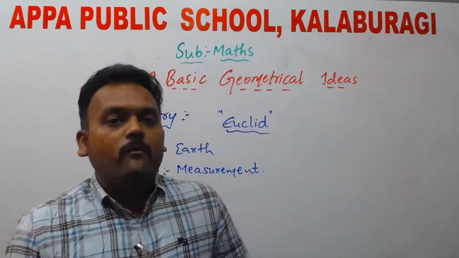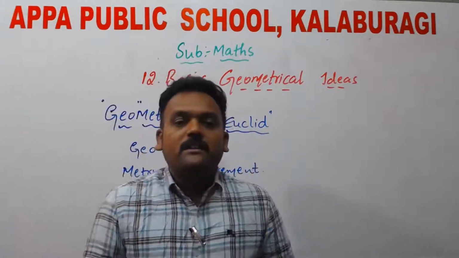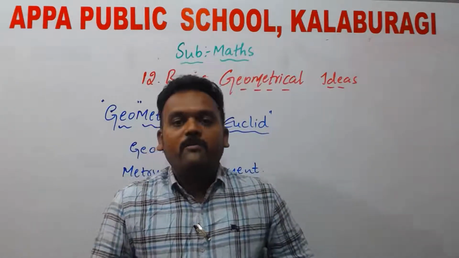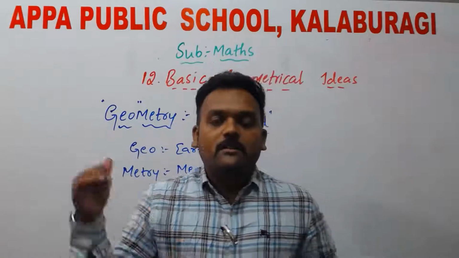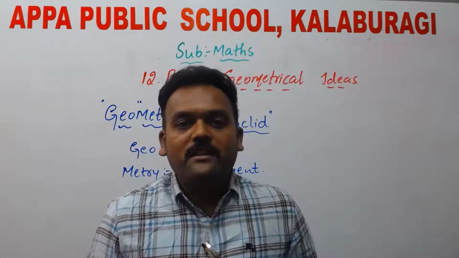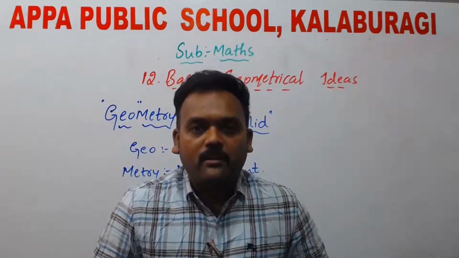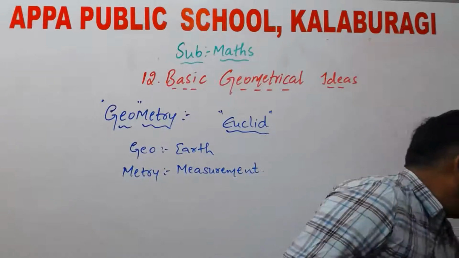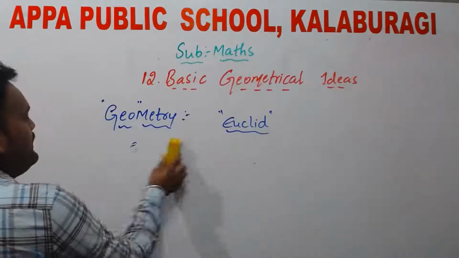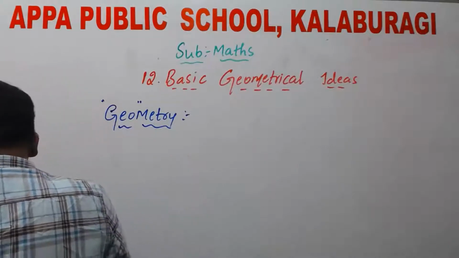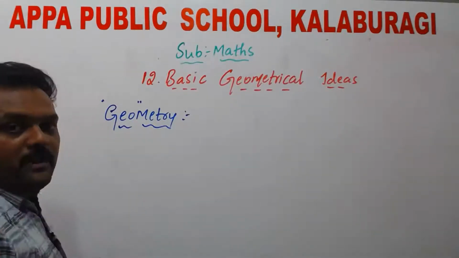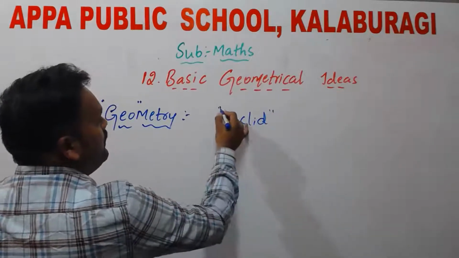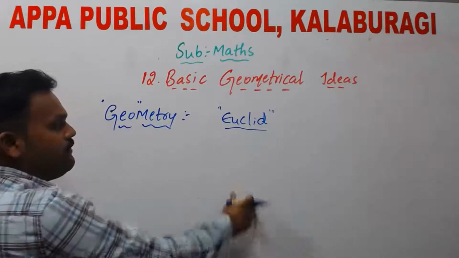Now we are discussing the basic geometrical ideas. There are 5 or 6 topics in these basic geometrical ideas. The first topic we'll discuss is geometry. What is geometry? Geo means earth, metry means measurement. Understood, students? Now, who is the father of geometry? The father of geometry is Euclid. Understood, students?